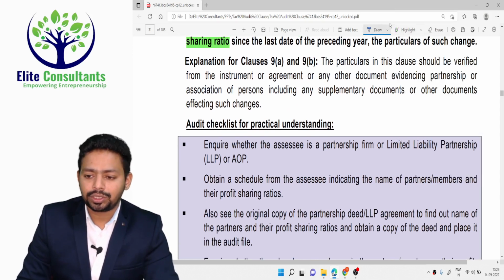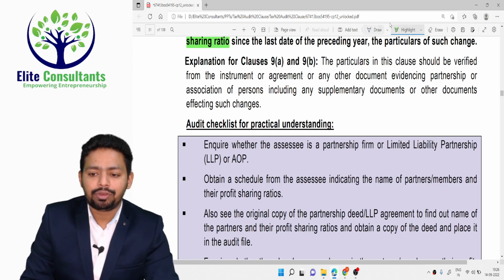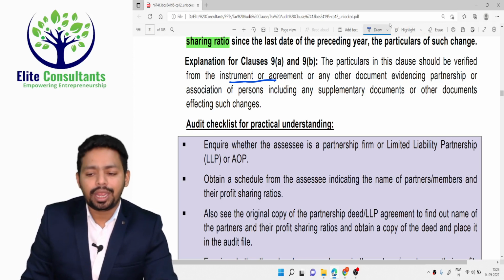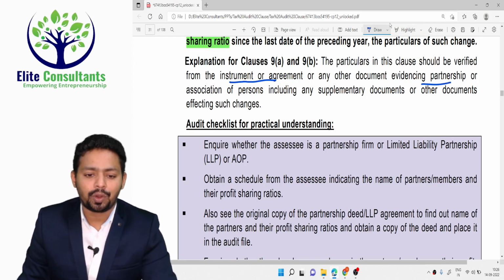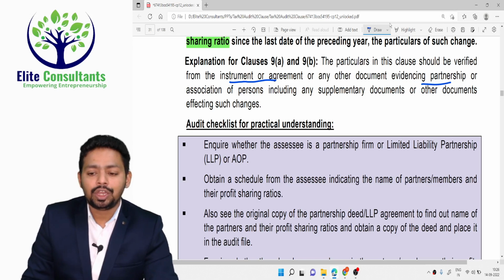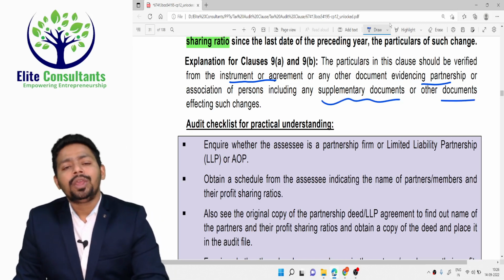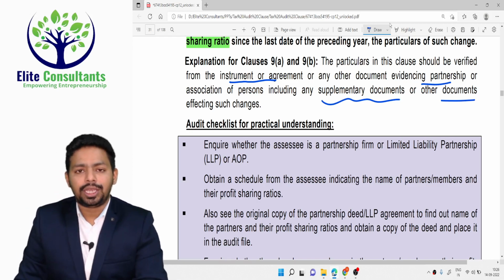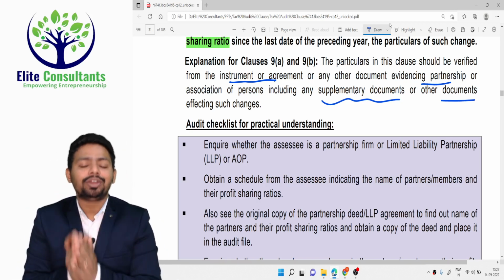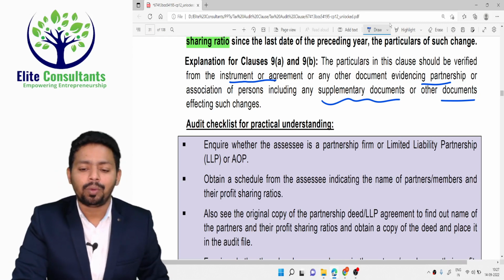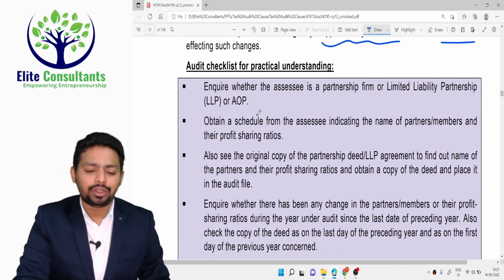Particulars under this clause should be verified from the instrument or the agreement. Obviously, whenever they are saying there has been a change, you need to check whether the change was done through the instrument. Instrument means agreement, my dear friend, or any other document evidencing partnership or association of persons, including supplementary documents and other documents affecting such change. So you are not only supposed to report on the change, you are supposed to check the documents. You verify the documents of the partnership firm, check the agreement, keep it in your file, because tomorrow you are answerable for this particular change.